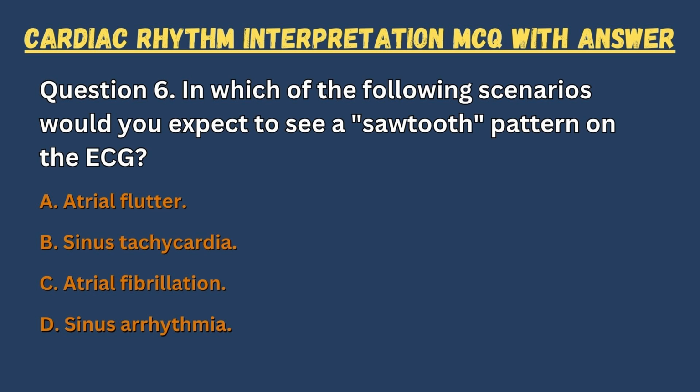Question 6. In which of the following scenarios would you expect to see a sawtooth pattern on the ECG? A. Atrial flutter. B. Sinus tachycardia. C. Atrial fibrillation. D. Sinus arrhythmia.